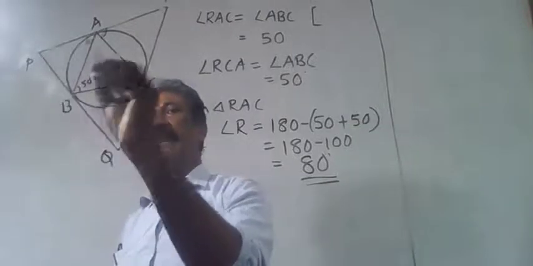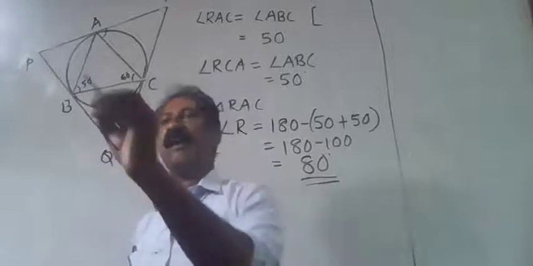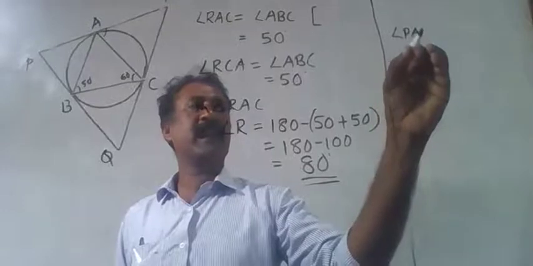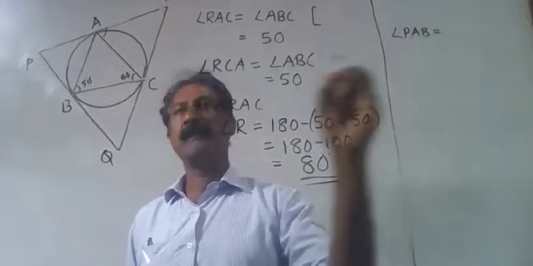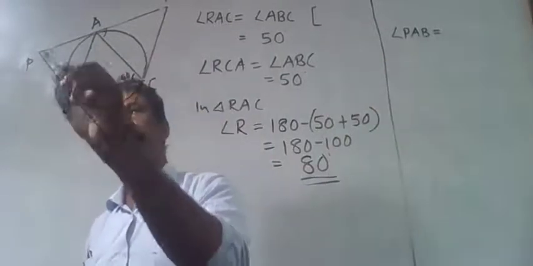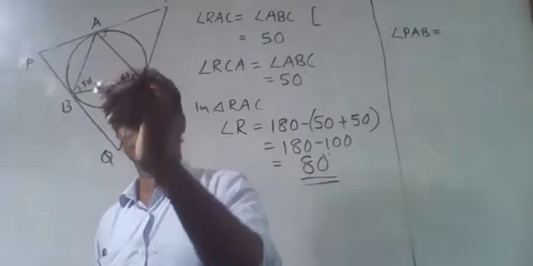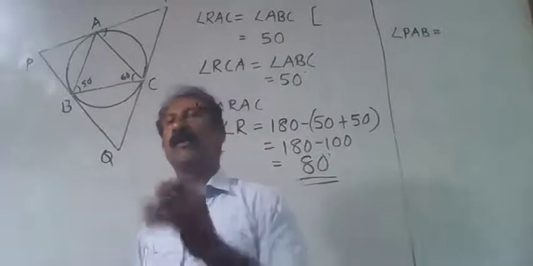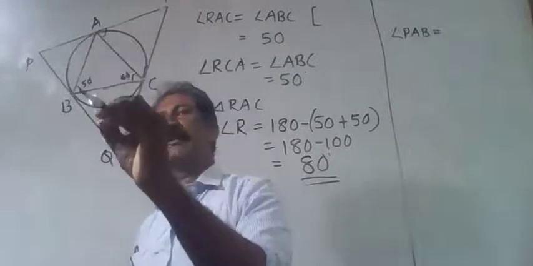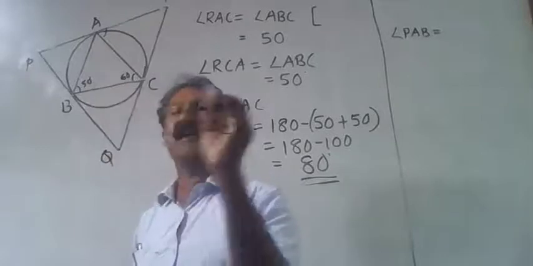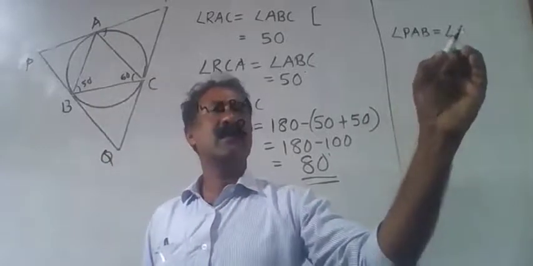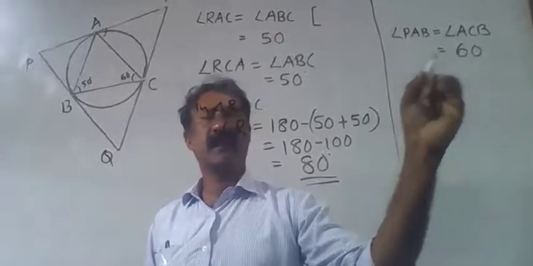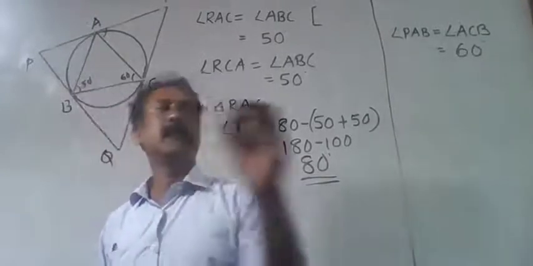Next, I am finding angle P. Consider triangle PAB. In a similar way, we can find angle PAB. What is angle PAB? PA is the tangent and AB is the chord. Therefore, the angle between tangent and chord is equal to the angle the chord makes in the other segment, that is angle ACB. Angle ACB is equal to 60 degrees. Clear? It is 60 degrees.